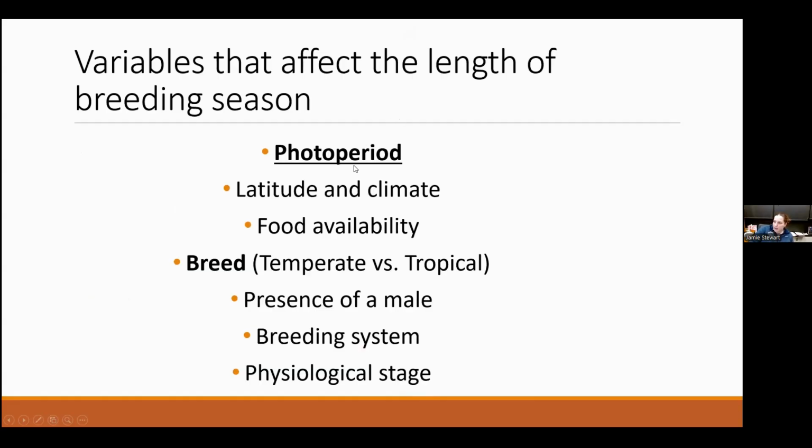And so again, same thing that I kind of talked about. One is photoperiod, which I'll talk about the influence of melatonin on the next few slides. Latitude and climate. So the closer you are to the equator, the longer the days are, and the more likely that the females are adjusted to those longer days, especially if it's the tropical type breeds. So they tend to adjust to that and be able to breed longer. Food availability, the presence of a male, breeding system, physiological stage. This is all stuff we're going to talk about when we talk about manipulating it for reproduction and management.